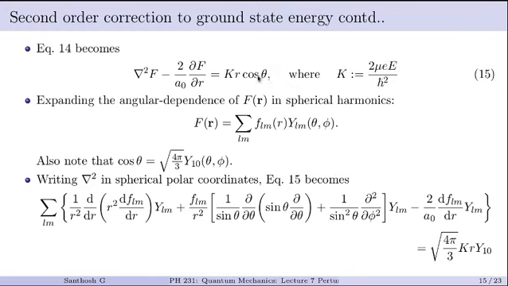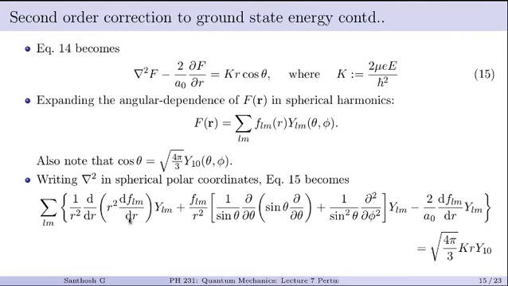Now on the right hand side you have cos theta, but you also know that this is equal to square root of 4 pi by 3 times the spherical harmonic Y 1 0. Okay, now we also expand the Laplacian in terms of the spherical polar coordinates, and then substitute for f of r using this expansion. Then we see that this equation becomes this expression.